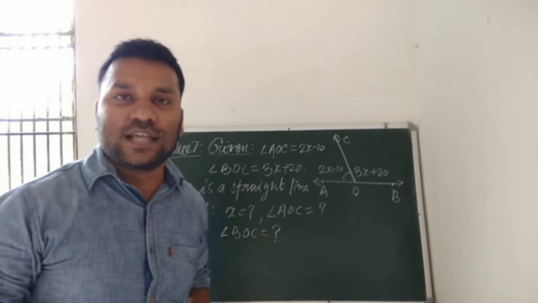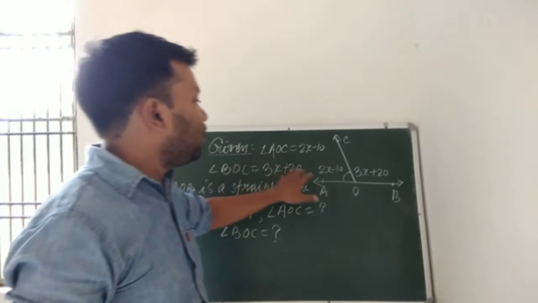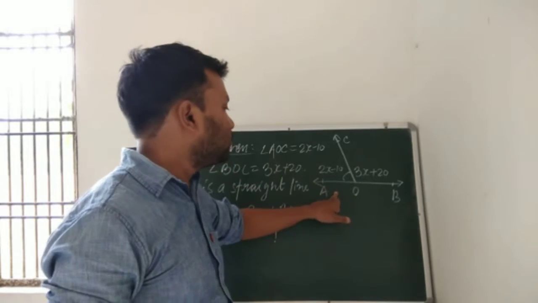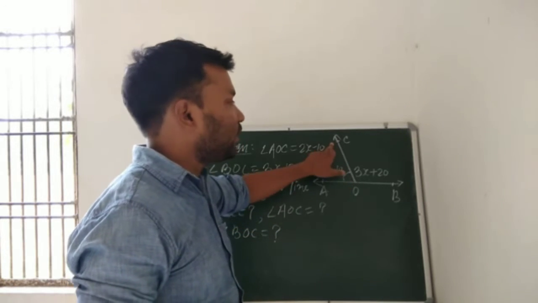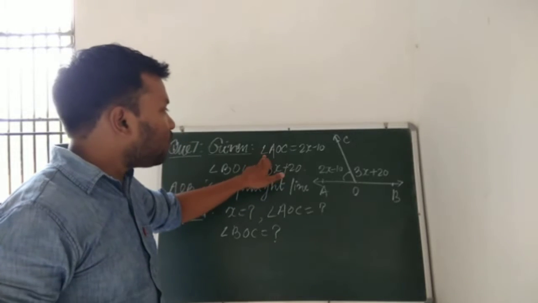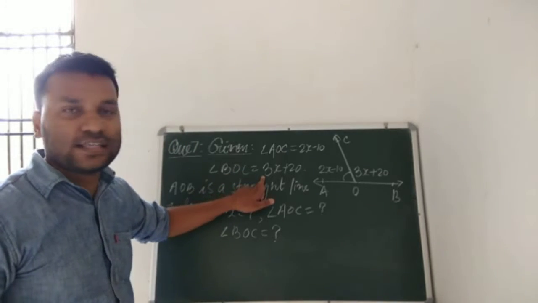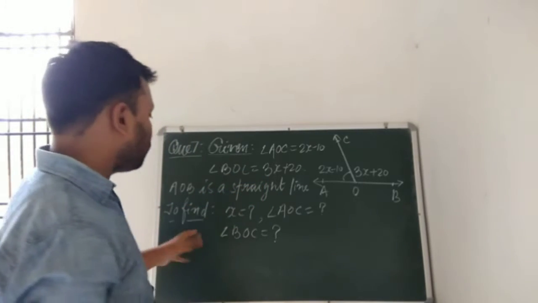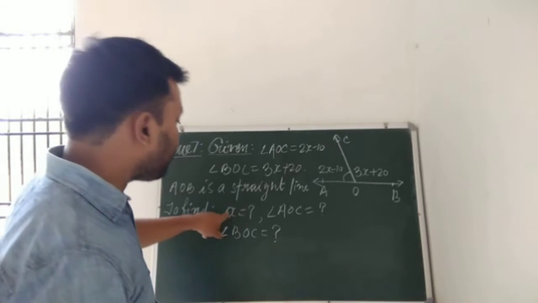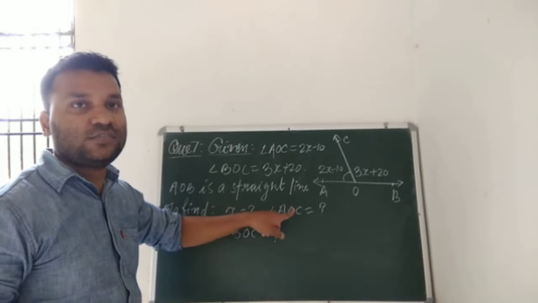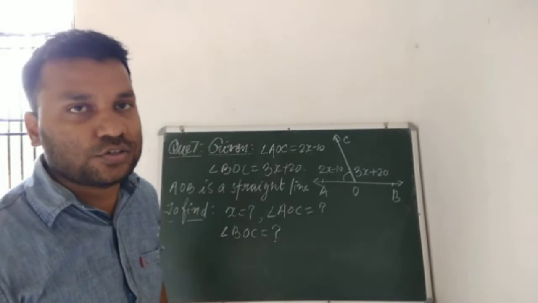Now let's move on to question number 7. In this question, as you can see in this figure, a straight line AOB is given, and on this straight line, a ray OC stands. The value of angle AOC is given as 2x minus 10, and the value of angle BOC is given as 3x plus 20. We have to find the value of variable x, and with the help of this variable, we have to find the measure of angle AOC and angle BOC.